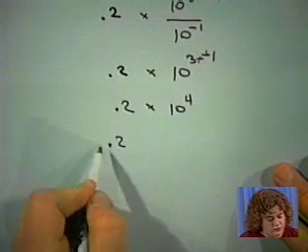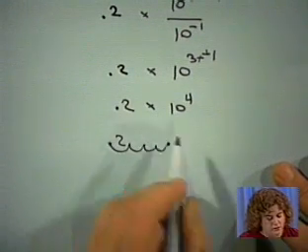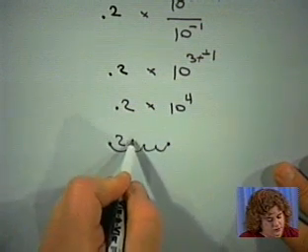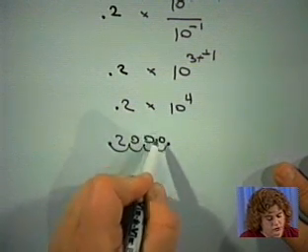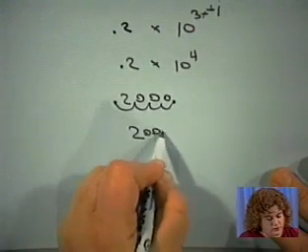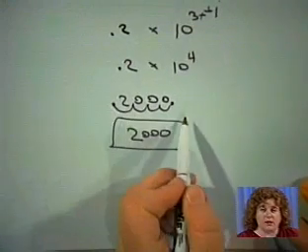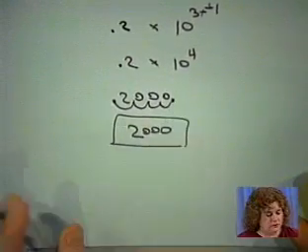Take our 0.2 and go 1, 2, 3, 4 places to the right. Decimal now is at the end of the number. Fill in each hole with a 0. We have 2,000. Again, we have to move the decimal to the right here because we're undoing a positive exponent.